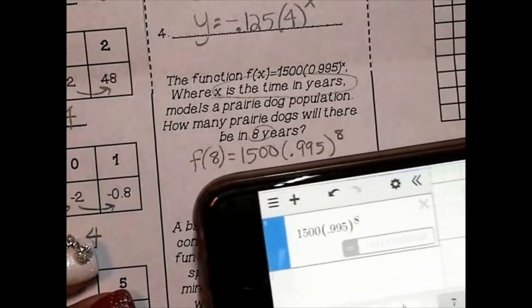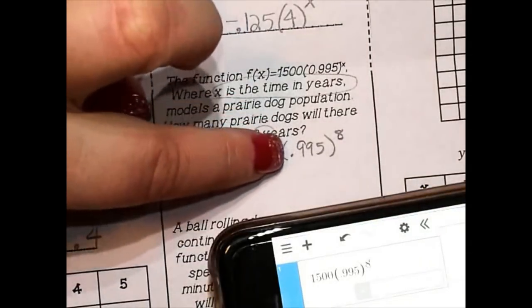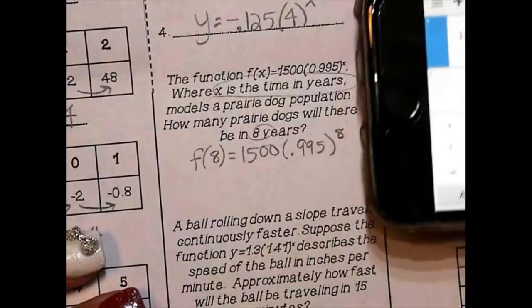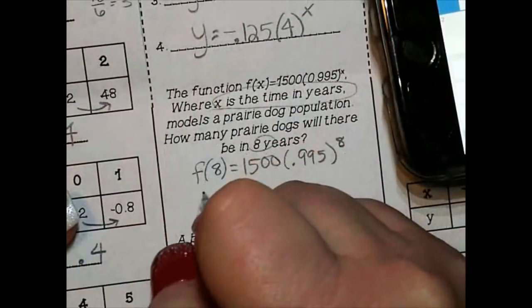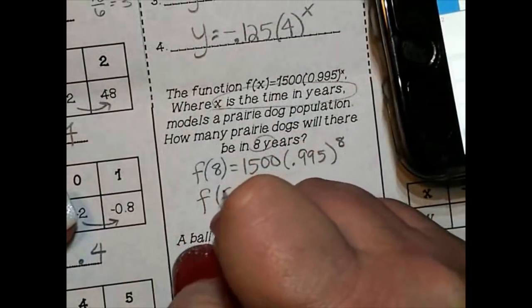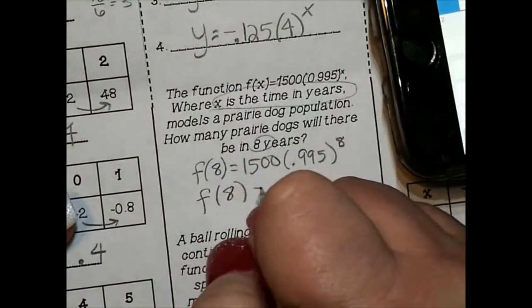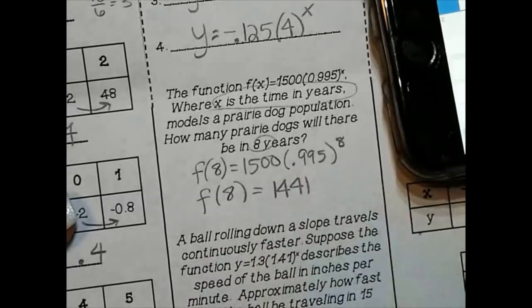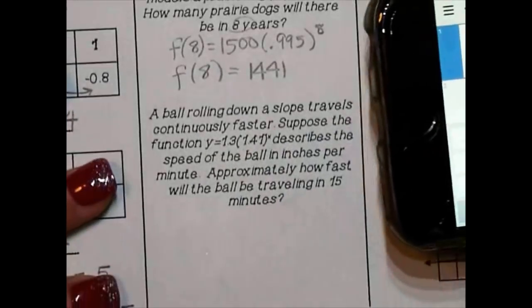So the population is actually decreasing, which makes sense because this number here, our B, or our growth factor, is less than 1. So that does make sense that the total quantity is going down. So after 8 years, we are left with 1,441 prairie dogs. Okay, let's look at the next example here.